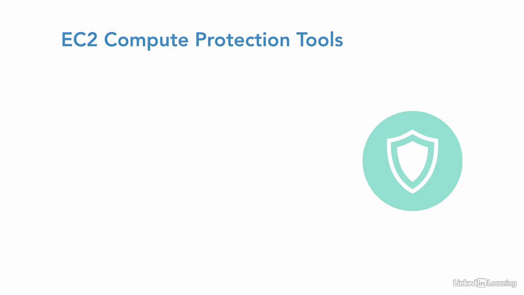Other options that we can utilize for protecting our EC2 instances include firewalls. Amazon calls these firewalls security groups. I have to use a security group when I install an instance, and this allows me to define the ports that are allowed to access that EC2 instance.